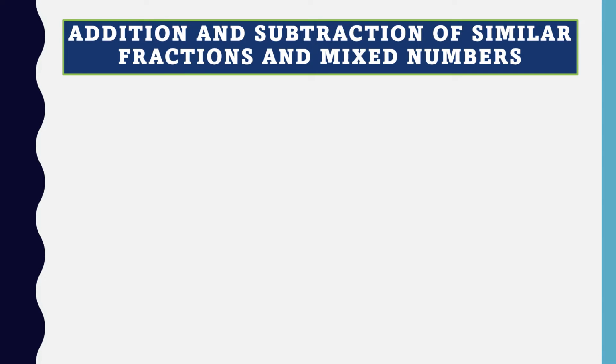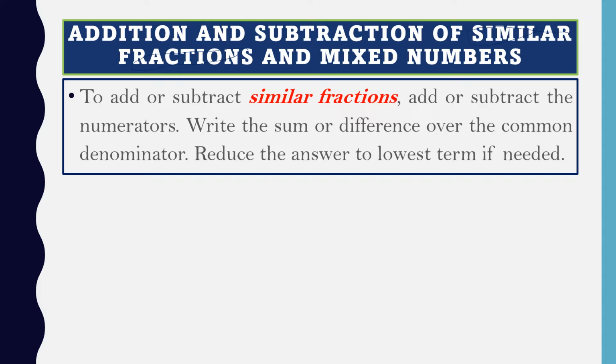All right, so we have here examples on how to add and subtract similar fractions. What does it mean when we say similar fractions? These are fractions which have the same denominators. So we have here a rule. To add or subtract similar fractions, we simply add or subtract the numerators, write the sum or difference over the common denominator. And of course, we reduce the answer to lowest term if needed.